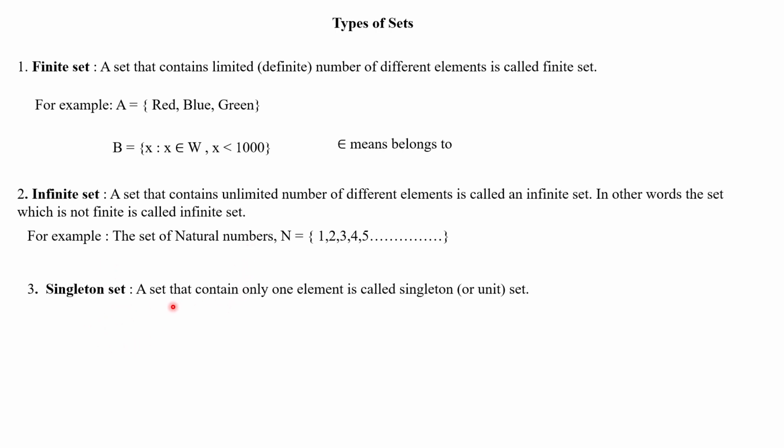Next is singleton set, a set that contains only one element. Single means one, okay, or unit. So we call it as singleton set. For example, here only 8, or months of a year having less than 30 days. Less than 30 days is only February. So it has only one member. So we call it as singleton set.